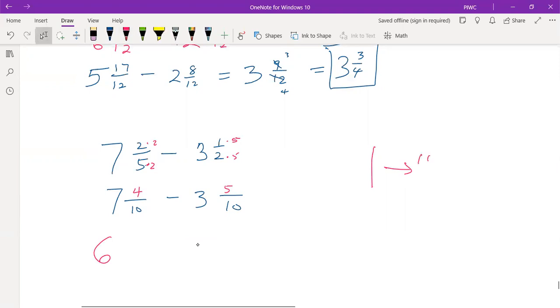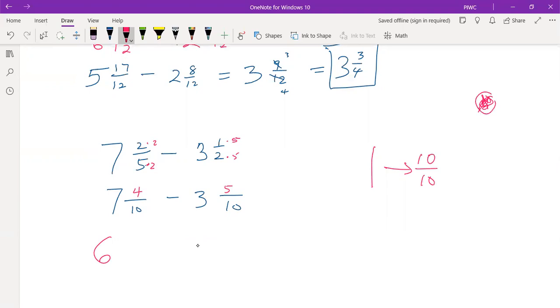I have to take all the 10 parts, 10 out of 10. All the 10 parts, if I take all, I get 10 out of 10. So always the one that I borrow is in 10, so the denominator. If this is 12, there is 12 out of 12. If it is 4, it's 4 out of 4. That is the 1.